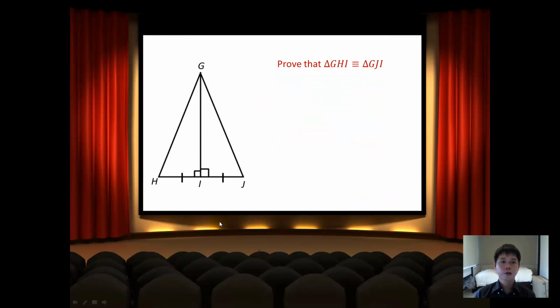Now, let's look at one random question here. Which congruency test will you use to prove these 2 triangles are congruent? Is it SSS? Is it SAS? ASA? Or RHS?